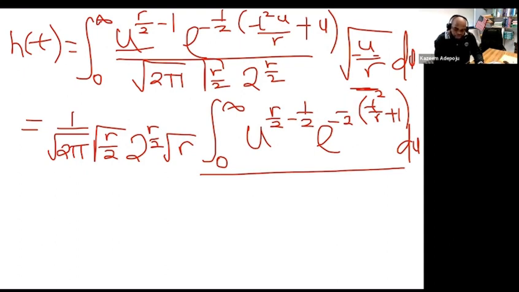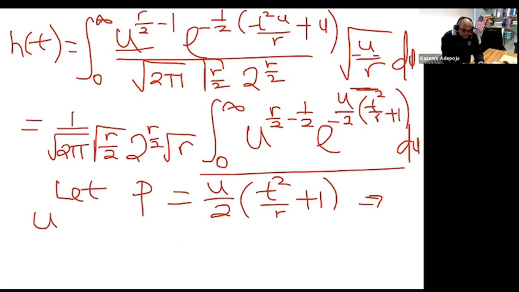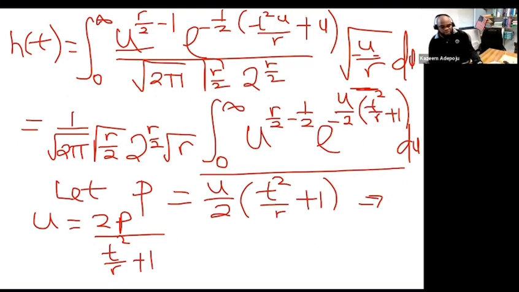Let me rewrite: that is going to be u. Now, when you look at this guy, I want to use the gamma function, but this is not yet in proper standing to use a gamma function. I can first use a substitution rule. Let p be u over 2 times t squared over r plus 1. This implies u is equal to p divided by t squared over r plus 1.